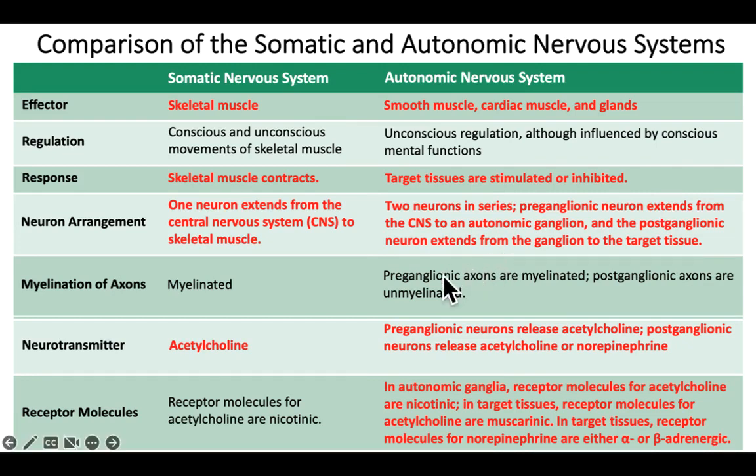Myelination: the preganglionic neurons happen to be myelinated, the postganglionics are unmyelinated. And then the neurotransmitters are slightly different. Preganglionic neurons are always going to be using acetylcholine. Doesn't matter if it's sympathetic or parasympathetic. Postganglionic is where it differs. If you are parasympathetic, you use acetylcholine. If you are sympathetic, 99 times out of 100, you're using norepinephrine. There's always a few exceptions.